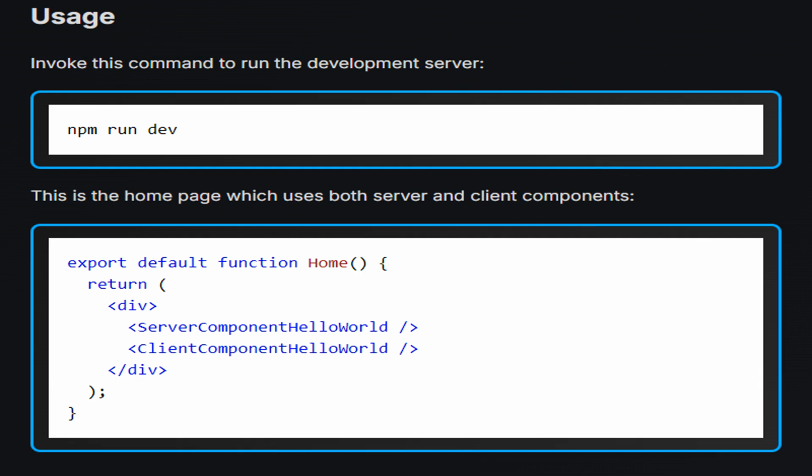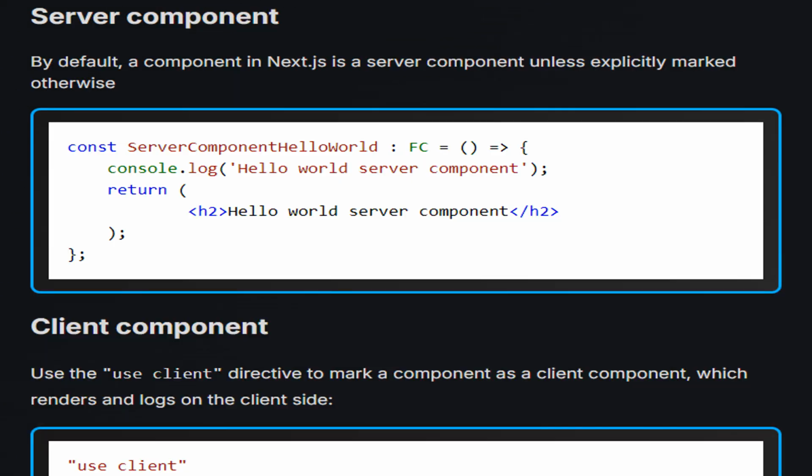The TypeScript code snippet defines a default function Home, which returns a JSX structure containing a div element. Inside the div, two components are rendered: server component Hello World and client component Hello World. In Next.js, components are server components by default unless specified as client components. The provided code snippet showcases a simple server component named server component Hello World. It logs a message to the console and renders an h2 HTML element with the text Hello World server component.